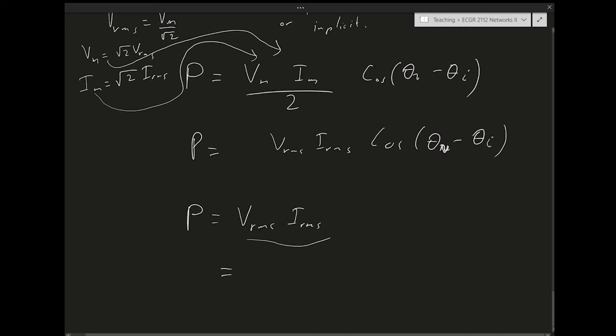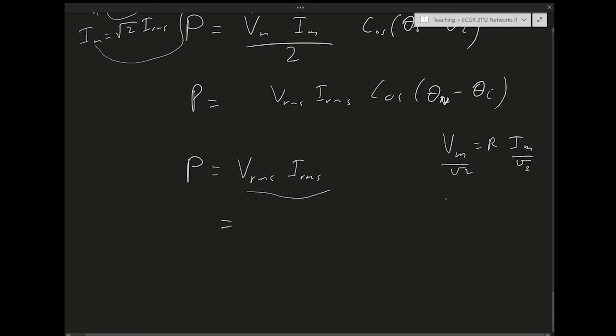And Ohm's law still applies to RMS, right? Because Ohm's law states that what? VM equals R IM, right? Divide everything by square root of 2. You end up with VRMS equals R I RMS. So clearly, even with the RMS values, Ohm's law still applies.